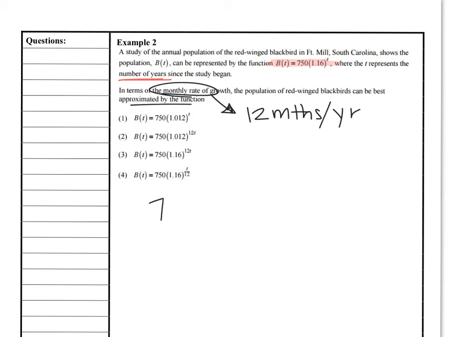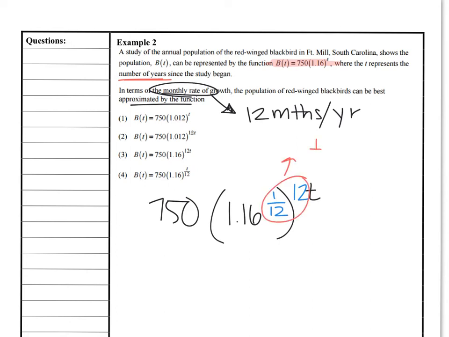So we still have to keep that 750, the initial population. Last time it was just represented by a P because we didn't know what the principal or the initial population was. So we've got 1.16 raised to the t, but remember, again, we're adjusting for months, so it's 12t. And to adjust for that, to keep the equation balanced, we have to raise it to the power of 1/12. And again, the reason for that is because these 1/12 times 12 equals out to 1. So it keeps the equation balanced.